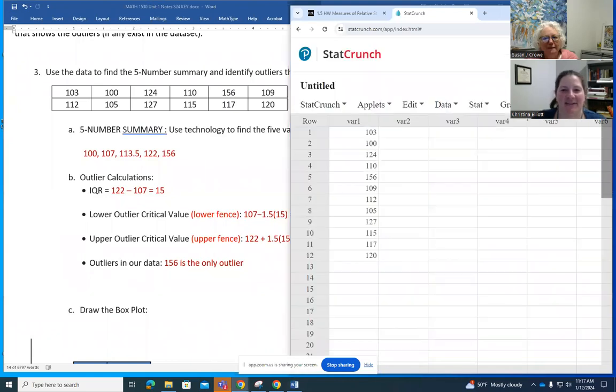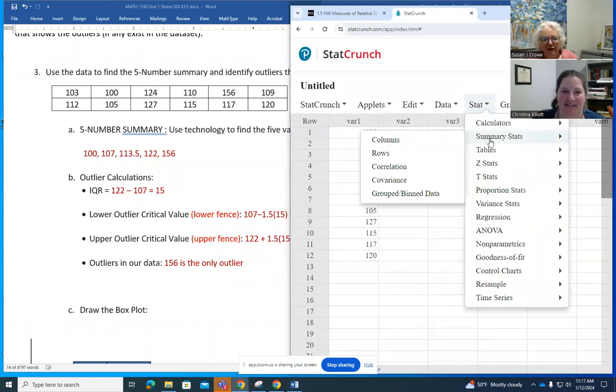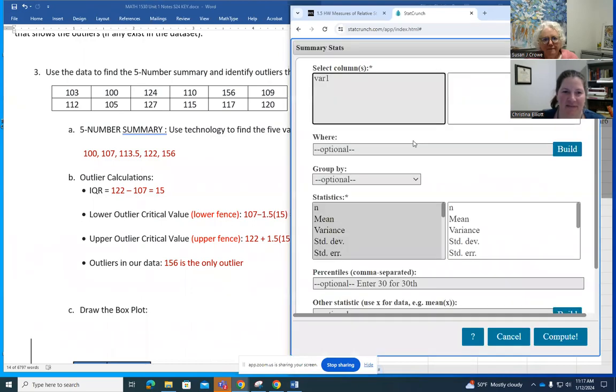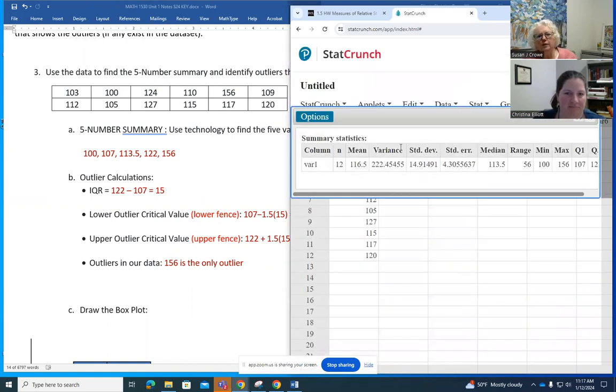So, let me talk through that. I went to Stat, Summary Stats, and Columns. Set my data in a column. I can hit variable 1. Now I can go through and pick the statistics, but actually all of the values in the 5-number summary are in this default statistics. So I'm just going to hit compute. I'm just going to get a few extra things, but we can find the things we need.